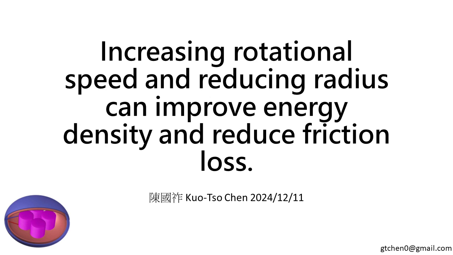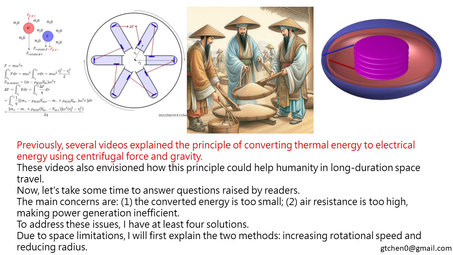Increasing rotational speed and reducing radius can improve energy density and reduce friction loss. Previously, several videos explained the principle of converting thermal energy to electrical energy using centrifugal force and gravity. These videos also envisioned how this principle could help humanity in long-duration space travel. Now, let's take some time to answer questions raised by readers.